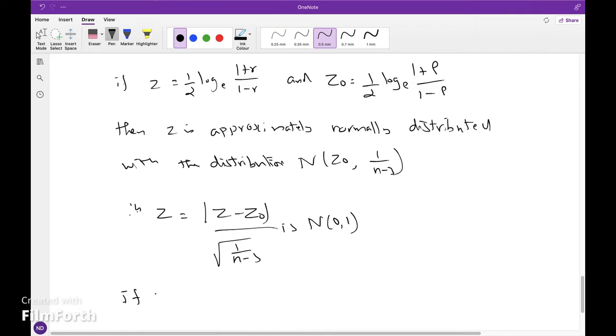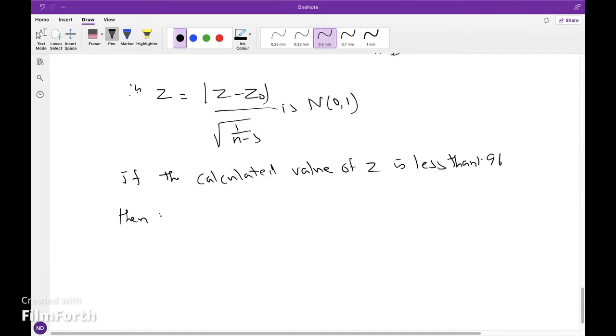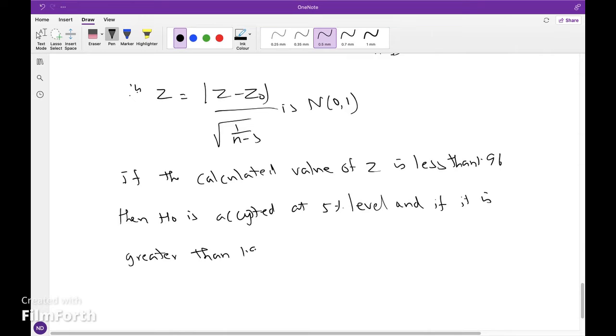Same, if the calculated value of Z is less than 1.96, then H naught is accepted at 5% level, and if it is greater than 1.96, it is rejected at 5% level.